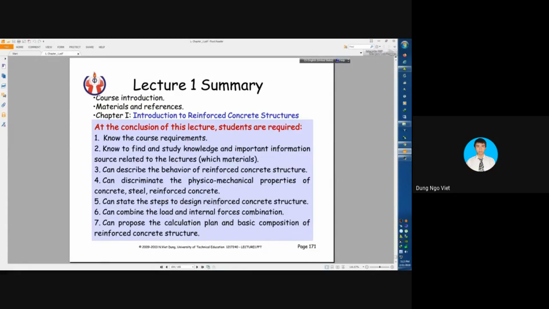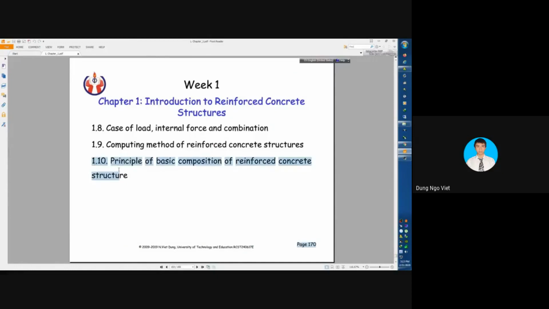And which step is related to our subject? You must understand. And you can combine the loads and internal force combinations, and can propose the calculation plan and basic composition of reinforced concrete structure. And this part is related to part 1.10.